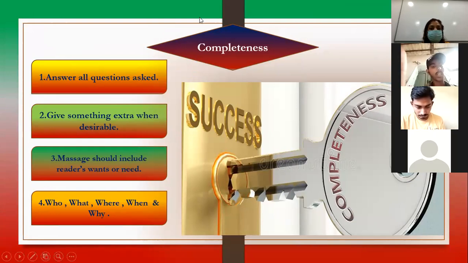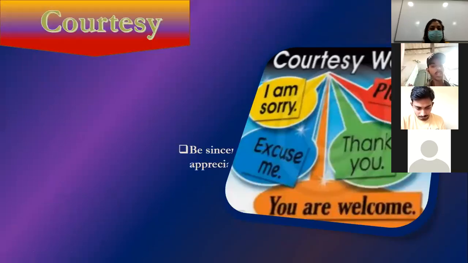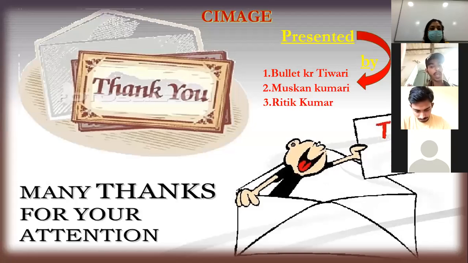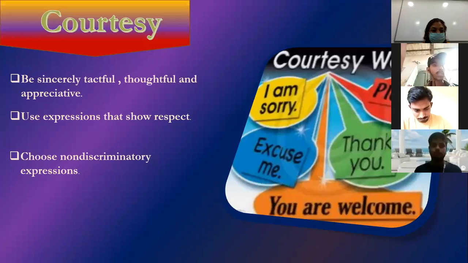And the last point is courteous. Courteous communication is friendly, open, and honest. There are no hidden insults or passive-aggressive tones. You keep your reader's viewpoint in mind, and you are empathetic to their needs. Its major points are be sincerely tactful, thoughtful, and appreciative. Use expressions that show respect. Choose non-discriminatory expressions.